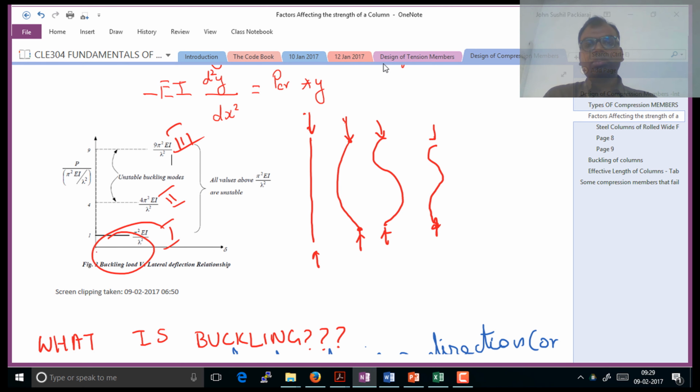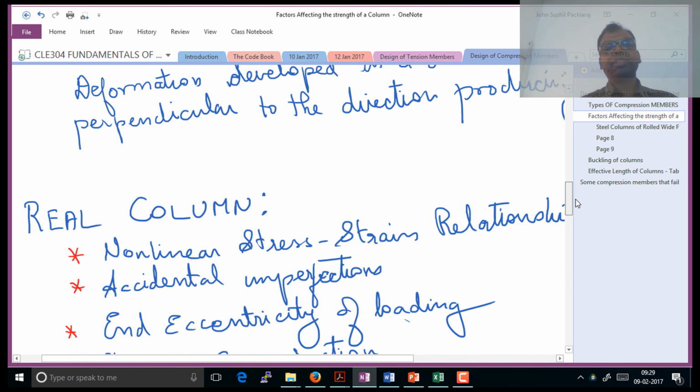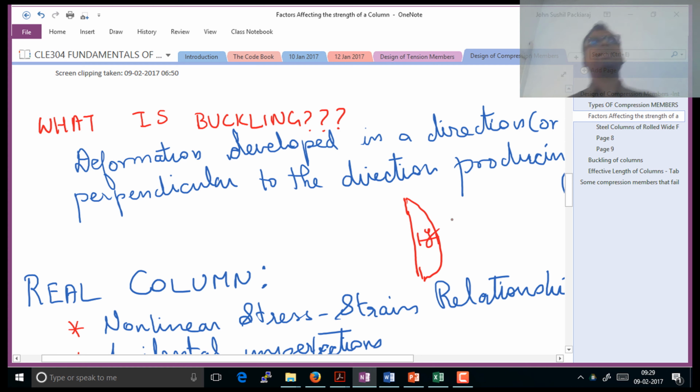So what is buckling? Buckling is deformation of the column in the lateral direction. Deformation of column in the lateral direction. Just remember that book which we saw bending. So the column deforms in the lateral direction.